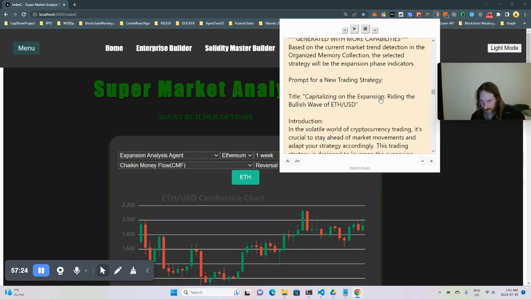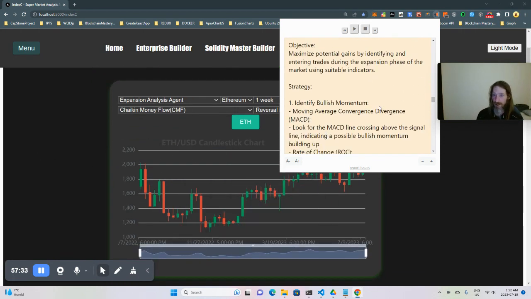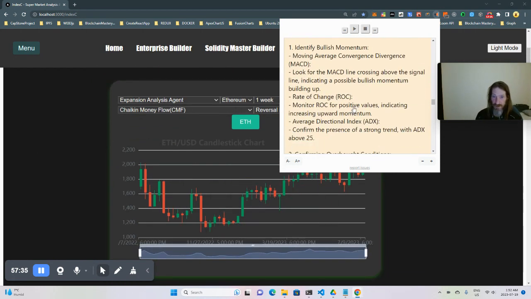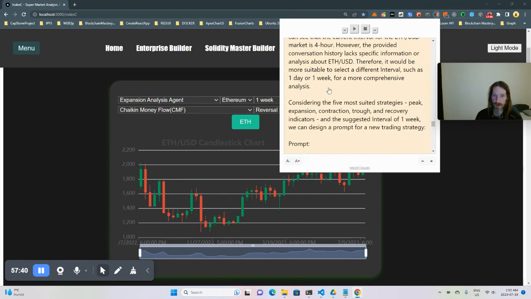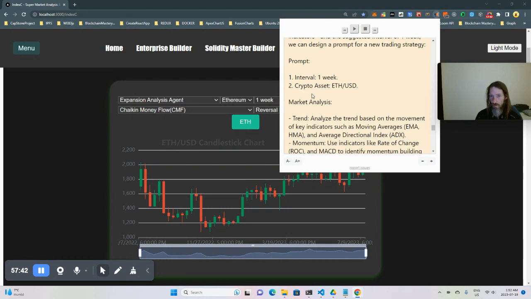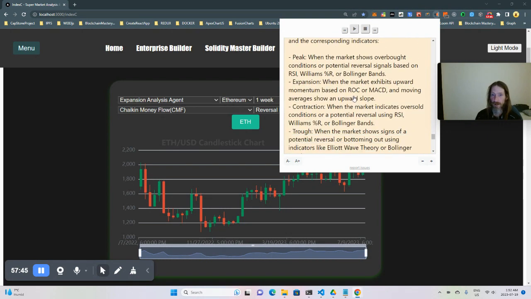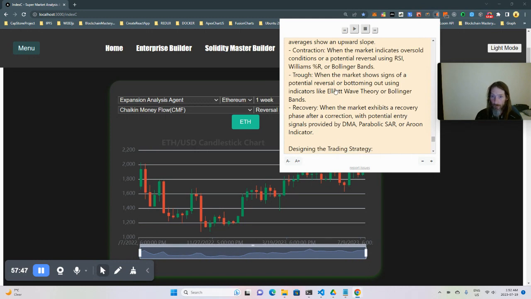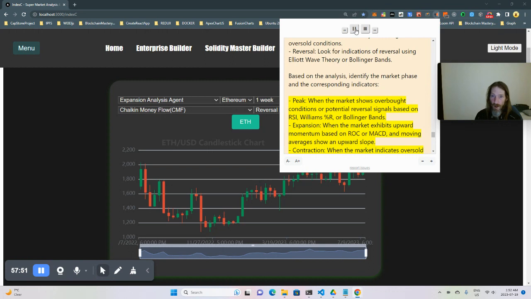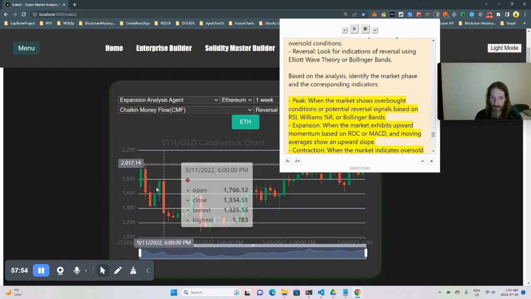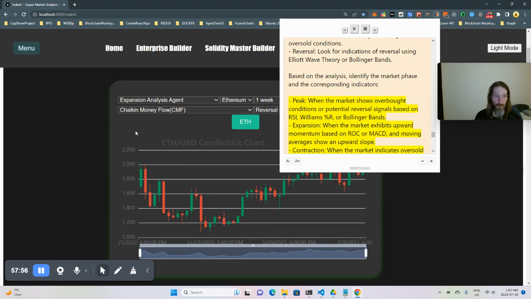Capitalizing on expansion, riding the bullish wave. And while I was doing this, I was saying to myself, okay, there are other things that I can do. I could use these strategies. Okay, that's a big one. And this one here, interval 1 week, crypto asset. Okay, there. I like this because this is what shows overbought conditions or potential reversal signals based on RSI. Williams. I wanted to use the Elliott wave again.